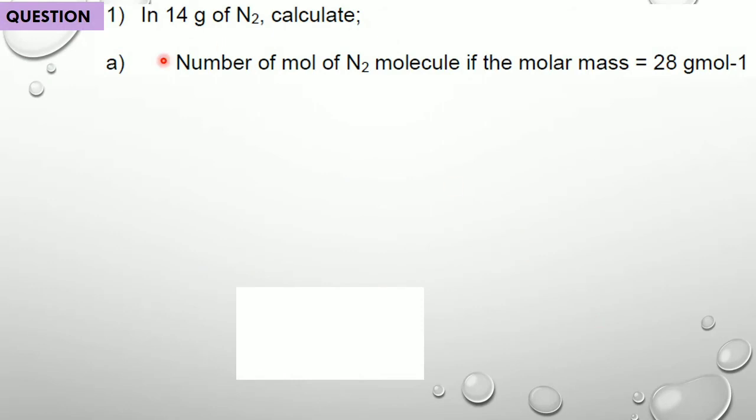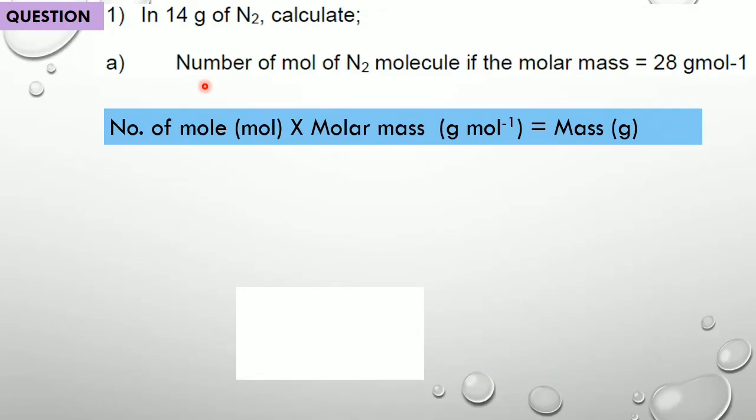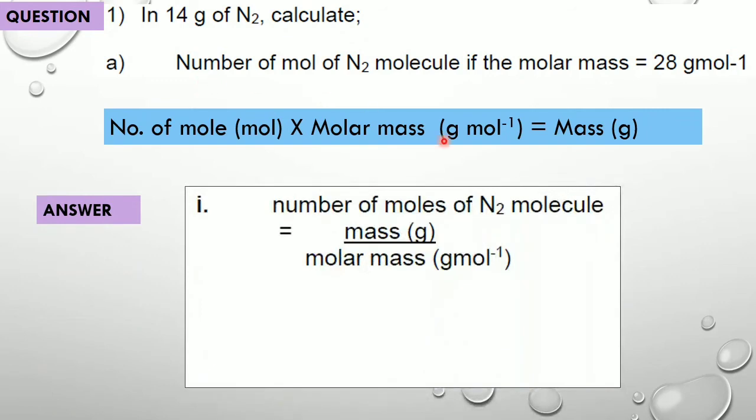So in question A, we are given mass and molar mass. So to find the number of mole, we can rearrange the formula into number of mole is equal to mass divided by molar mass. So the mass is 14 divided by molar mass 28. We'll get the number of mole is 0.5 mole of nitrogen.